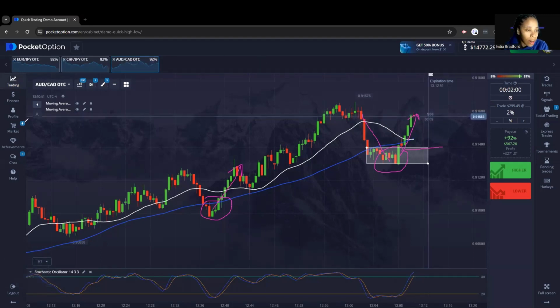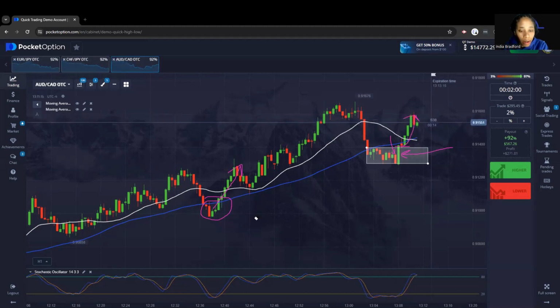So how did I know to enter this trade? Very simple. I saw this engulfing candle here, this green engulfing candle, and because this green candle was much larger than this red candle, and it broke out of my little consolidated area box here, I knew that price could potentially push up to another high here.